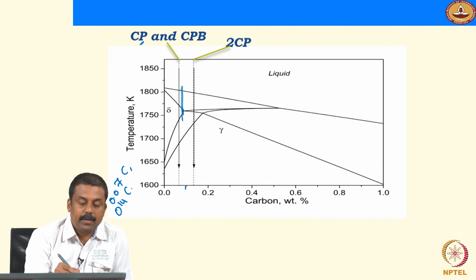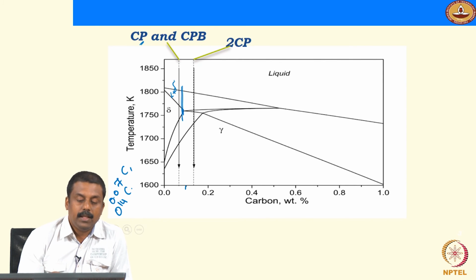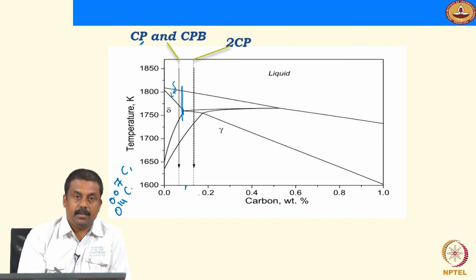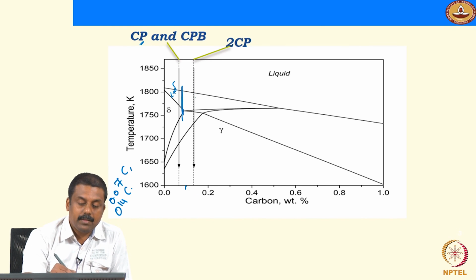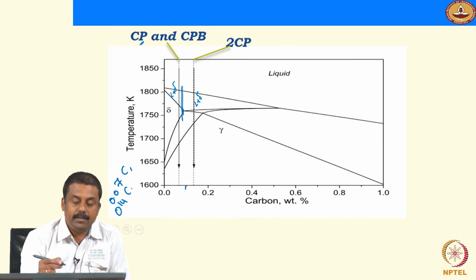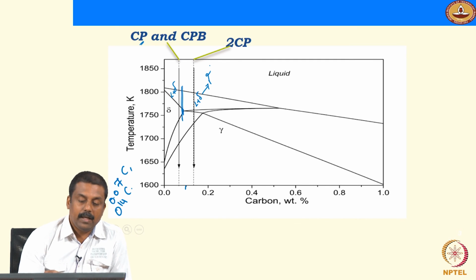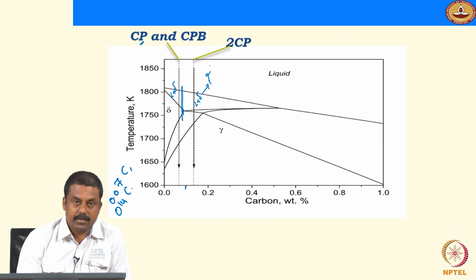what will happen in this case is the liquid will solidify first into delta ferrite, and because of the low carbon concentration, you will have a complete solidification of liquid into delta ferrite, a single phase delta ferrite forming. Whereas if you increase the carbon concentration, the liquid will first solidify into delta ferrite, and subsequently the mixture of liquid and delta ferrite will transform into austenite by a peritectic reaction.